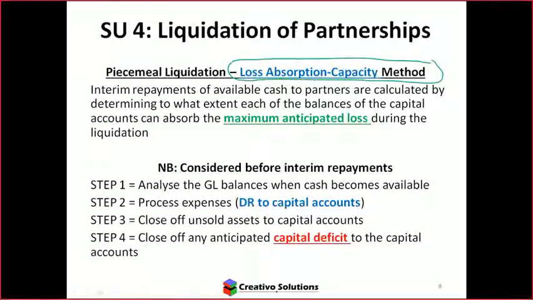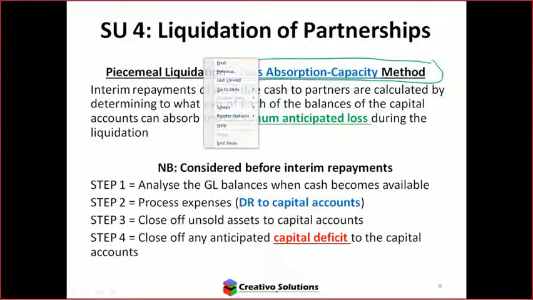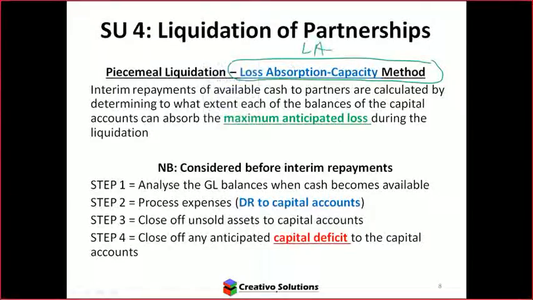This is the method that you're going to be using to allocate cash that's available to the partners who actually deserve it, or who are entitled to it. So in that example that we had earlier, the answer to the question is we follow the loss absorption capacity method. That's how we apportion the cash. We don't look at anything else.